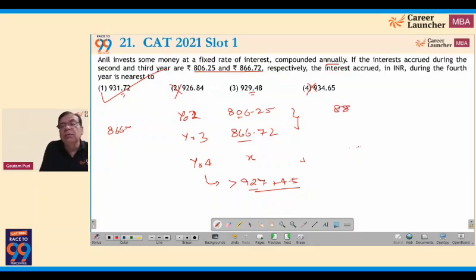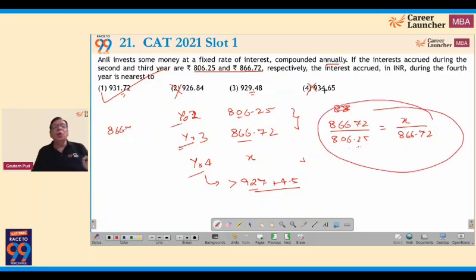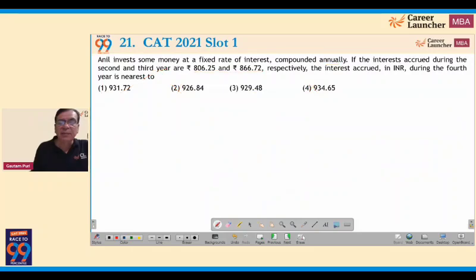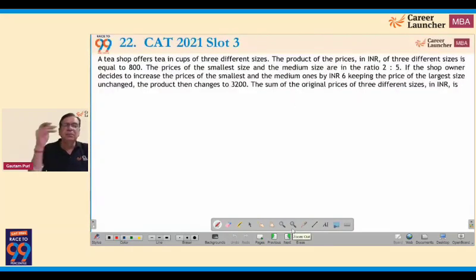Year 2 value, year 3 value upon year 2 value should be equal to year 4 value upon year 3 value. This upon this should be equal to this upon this. So use a calculator, but don't try to waste time doing anything else. Okay. Simple question. Start making cases.